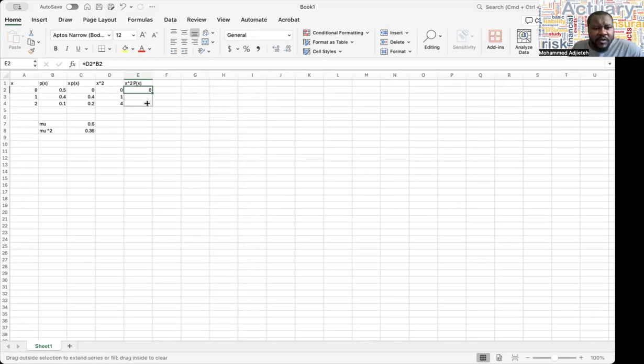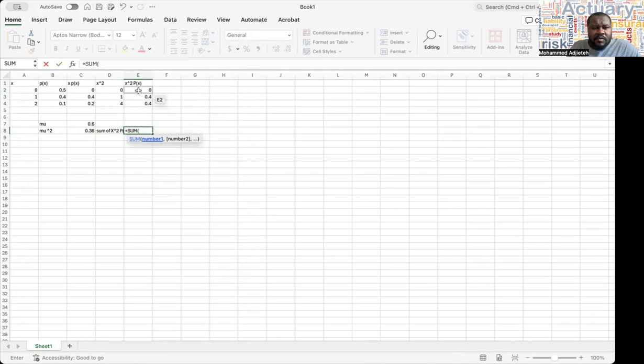And then I drag down, and then that is 0.44. And I need the sum of that. So what is the sum? The sum of x squared p of x is equal to the sum of all these.